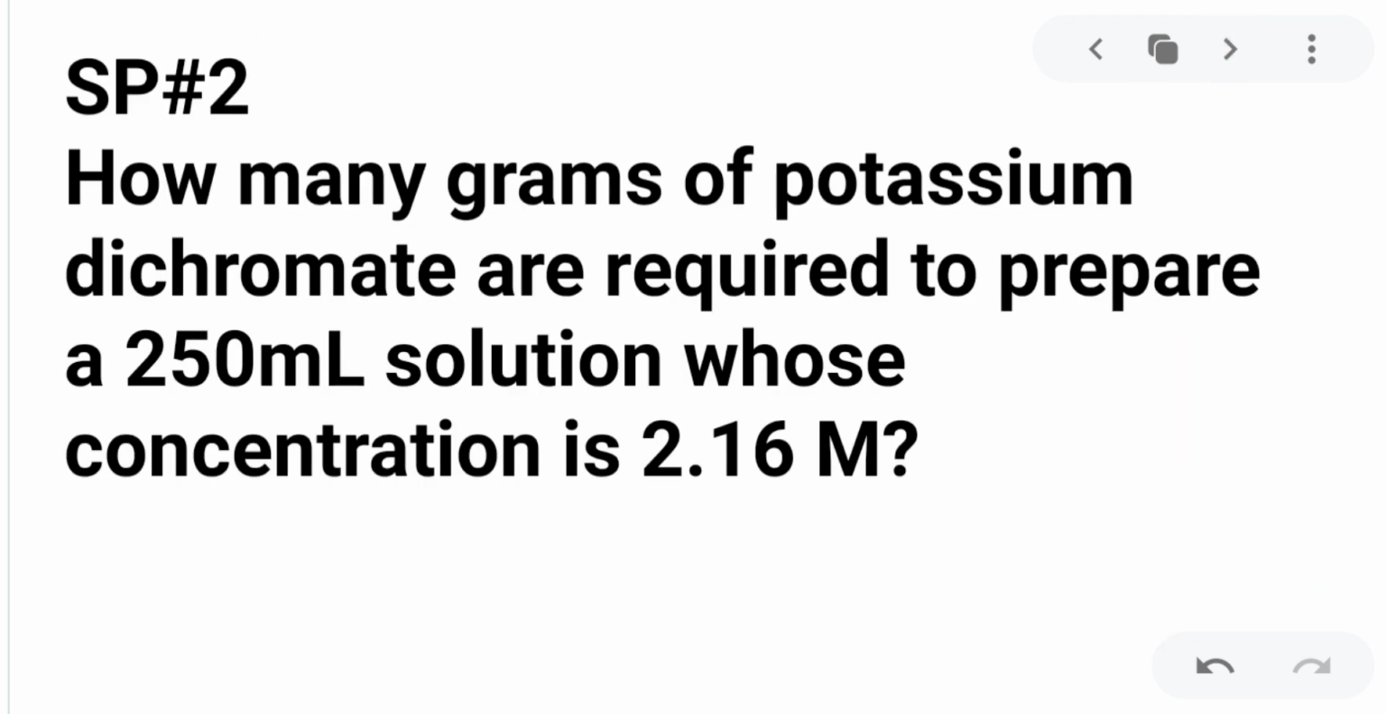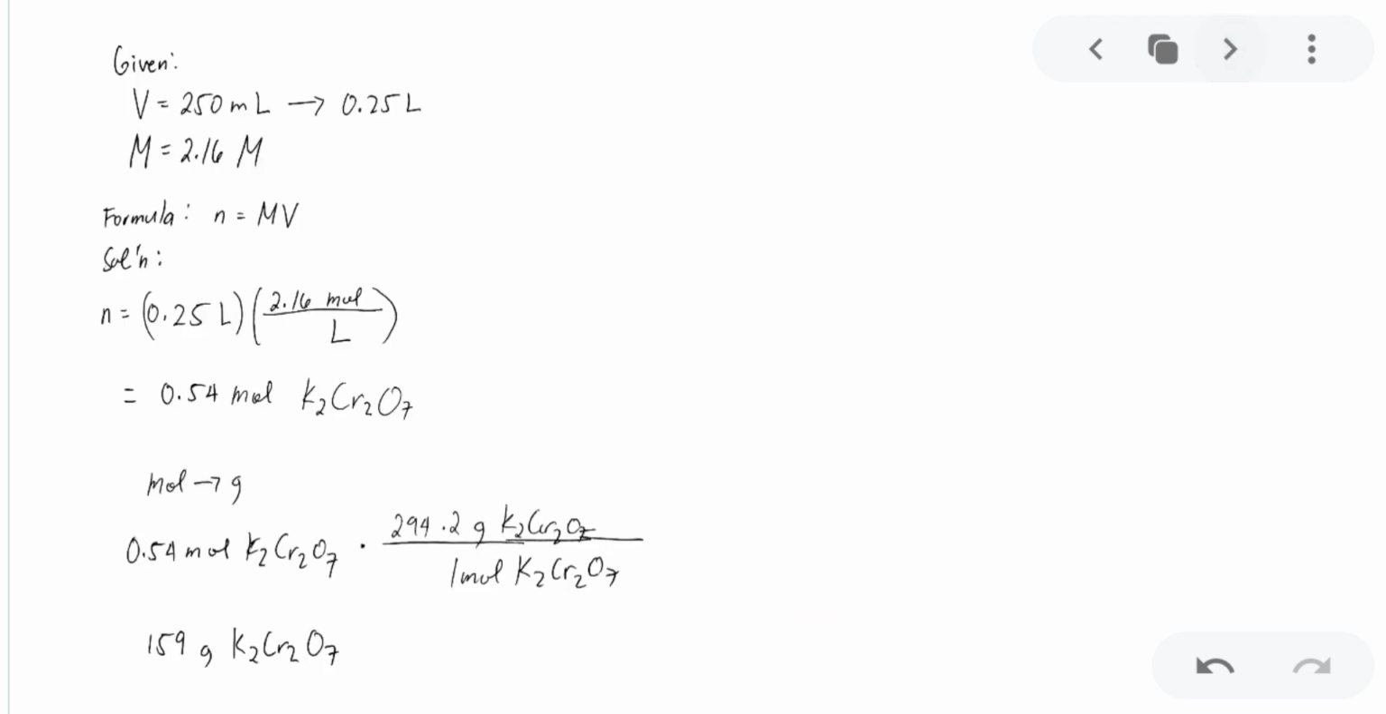Alright? Another sample problem, number 2. How many grams of potassium dichromate are required to prepare a 250 milliliter solution whose concentration is 2.16 molar, or molarity? So, the given values here: we have the volume of 250 milliliters.